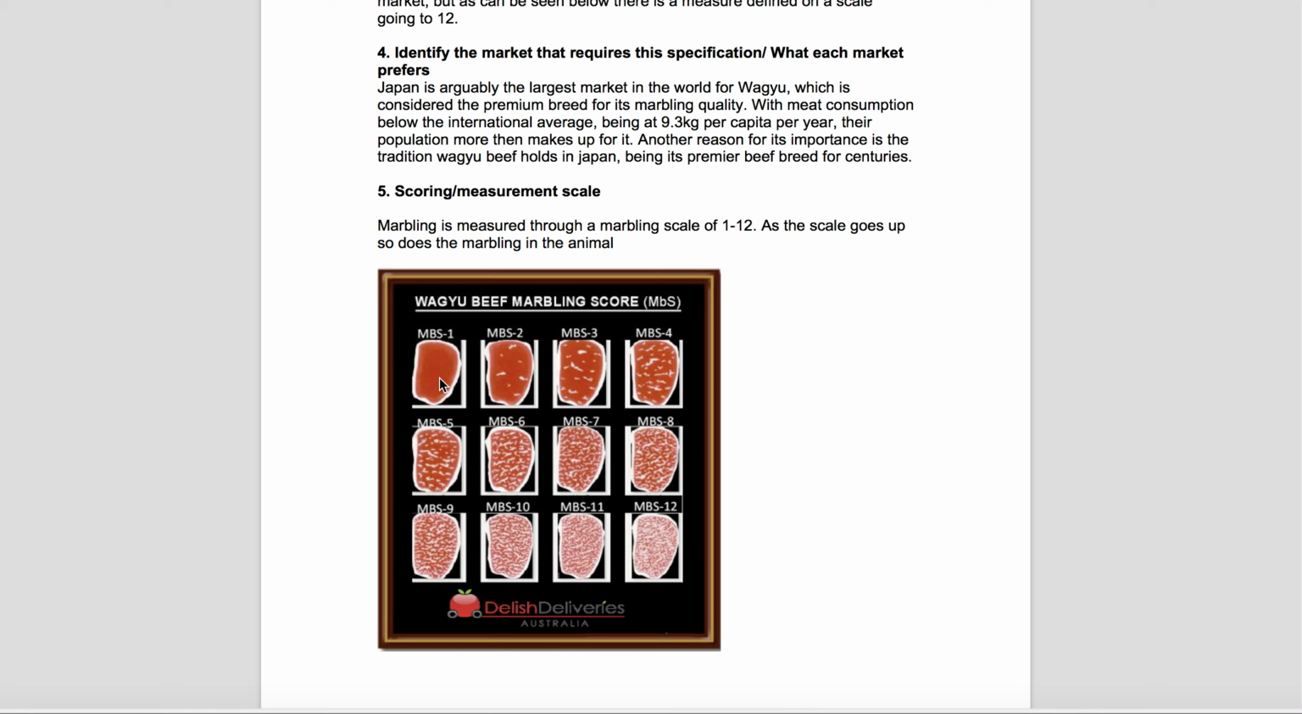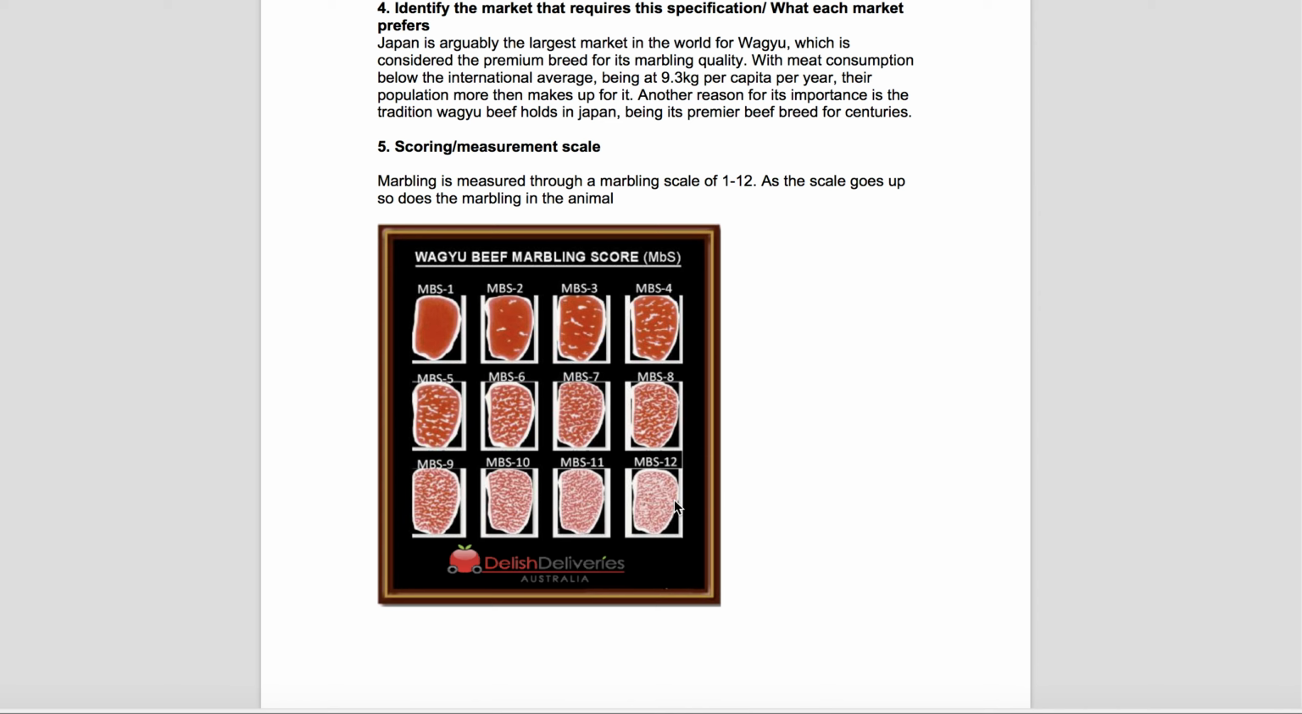You can see 1 being virtually none and 12 being a very large amount. And in Australia we don't eat much Wagyu, or much marbled beef at all. People aren't really used to it. But in Japan, we sell a lot of Angus and Wagyu beef that's highly marbled, from kind of 8 up to 12. We sell a lot of that to Japanese consumers in Japan. So we make quite a bit of money out of it. So it's important that we get that.